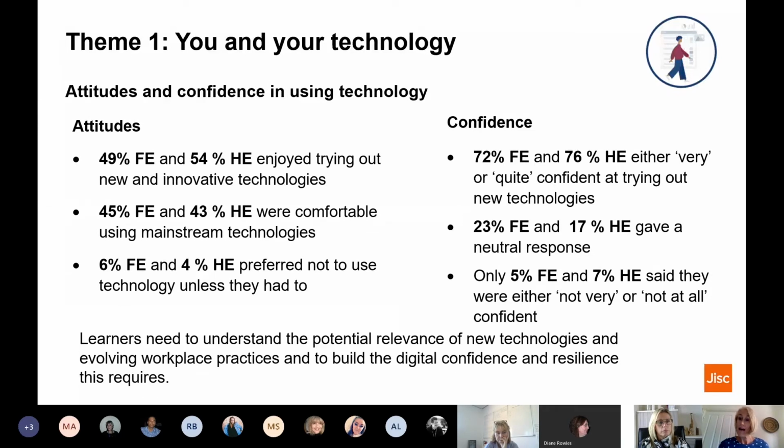Now, we asked a question about attitudes and confidence in using technology, and this is a new question we brought in this year. You'll see that on the confidence side, students are quite confident. We always expect students to say, yes, we can use all of this. But when we ask them, do you actually enjoy trying out new and innovative technologies, the numbers are slightly lower.